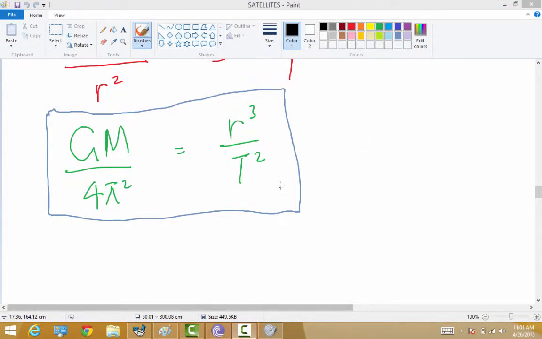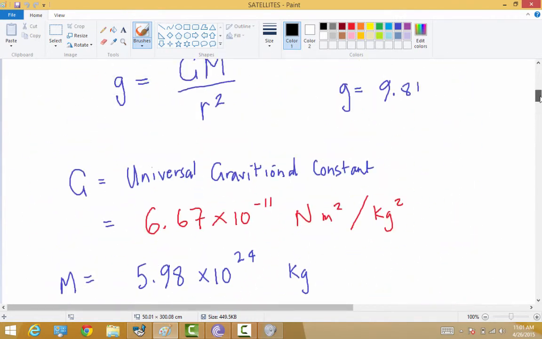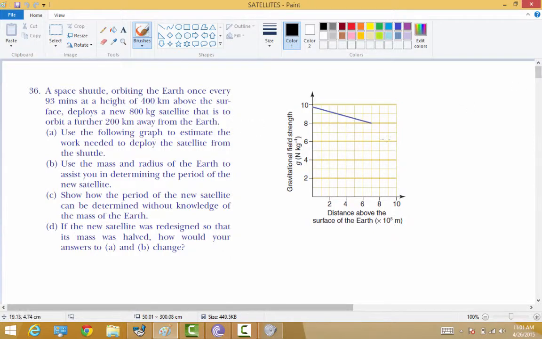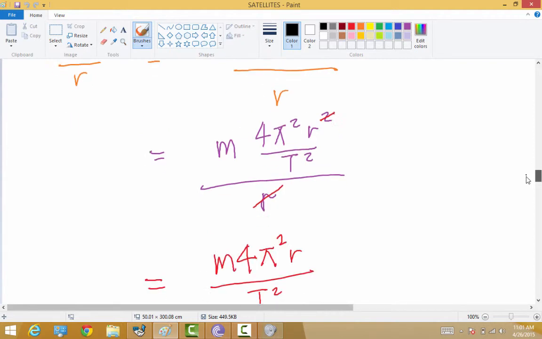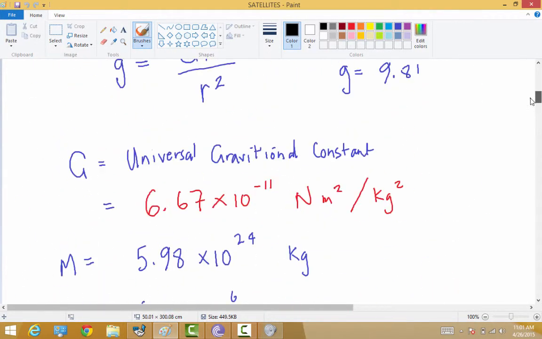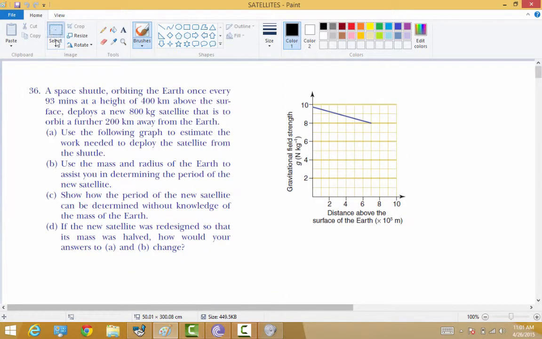Okay, let's have a look at a question involving satellites. Okay, in this question we are going to use those two constants to show you how these two constants work. Just copy down the problem.